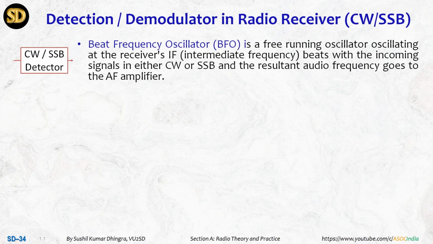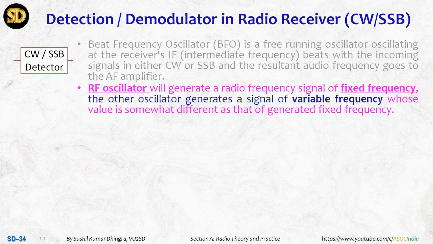This BFO, or beat frequency oscillator, is what? It is also a free running oscillator like the other local oscillators. The difference is that the first local oscillator depends on the incoming frequency, the second one is fixed, and these local oscillators are just to bring down the RF frequency to the IF frequency. But this BFO oscillator is to convert this Morse code signal to an audio tone, so that we can listen and decode the message.